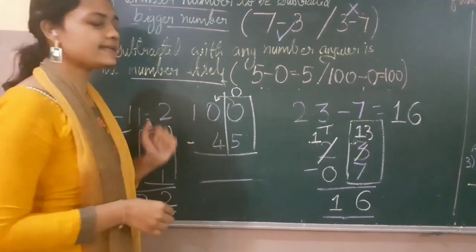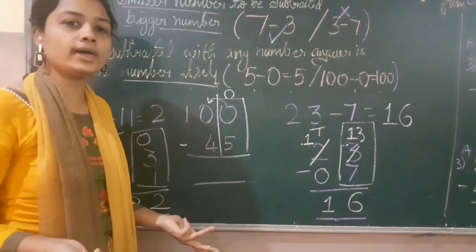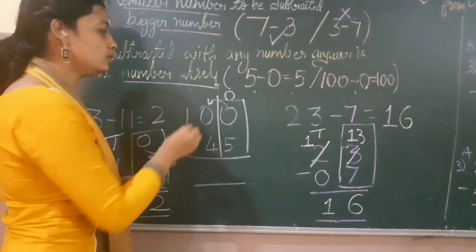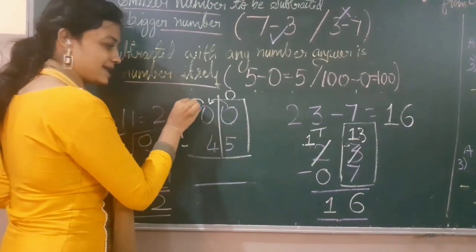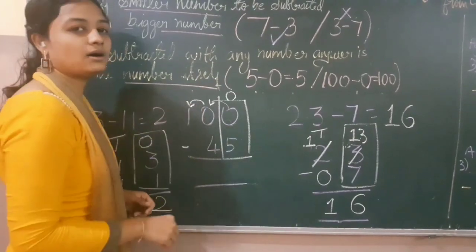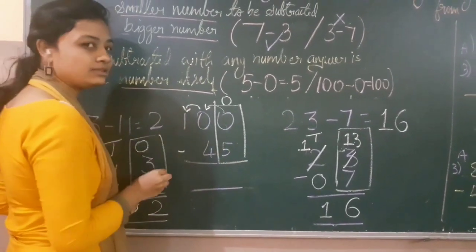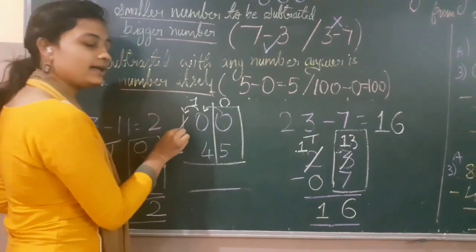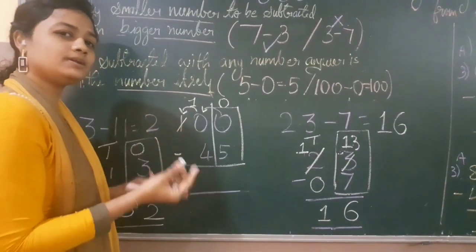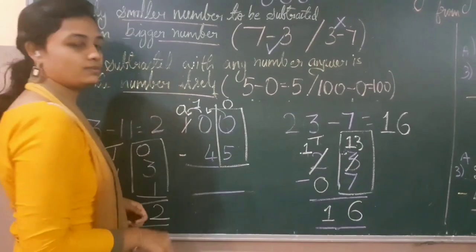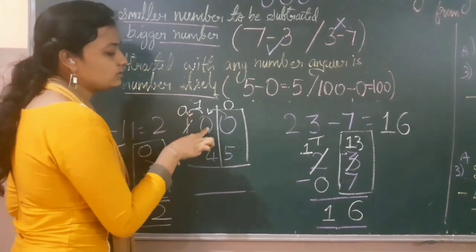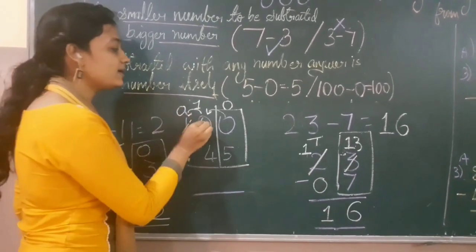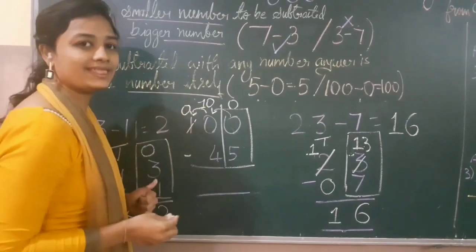But what about the next person? He is also having no x. So what will he do? First, he will go to the next person and ask to borrow. So what will the 1 do? It will give 1 to this number. And if I take away 1 from 1, what does it become? It becomes 0. So after giving 1, what will this 0 become? It becomes 10.